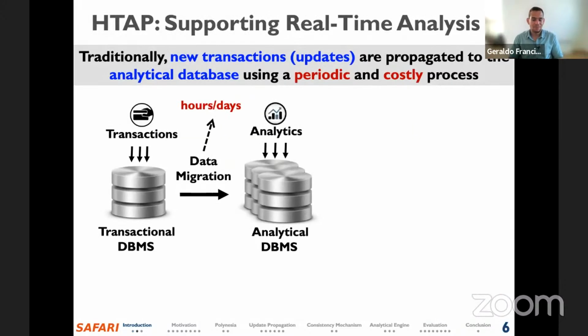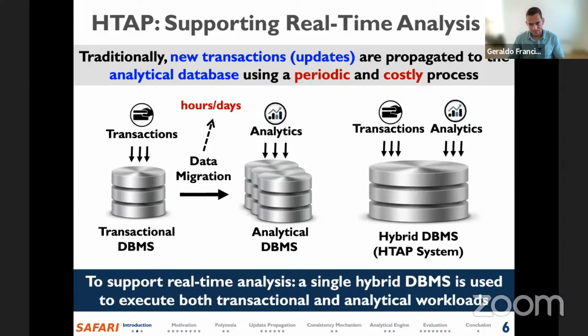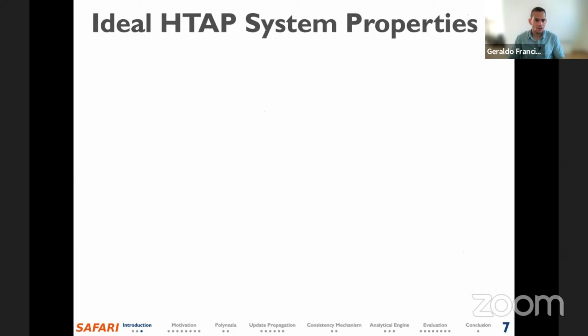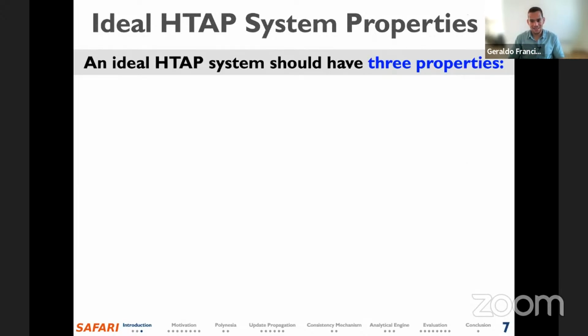Traditionally, database management systems use two separate systems to perform transactions and analytics over some data. This creates an issue since data migration between transactional and analytical database management systems can take from hours to days, depending on the volume of data. To solve this issue and support real-time data analysis, prior works have proposed the design of a hybrid transactional analytical system. As the name indicates, such a system has the ability to perform both transactions and analytics concurrently. So in order to allow for real-time data analysis, our HTAP system should provide three properties.